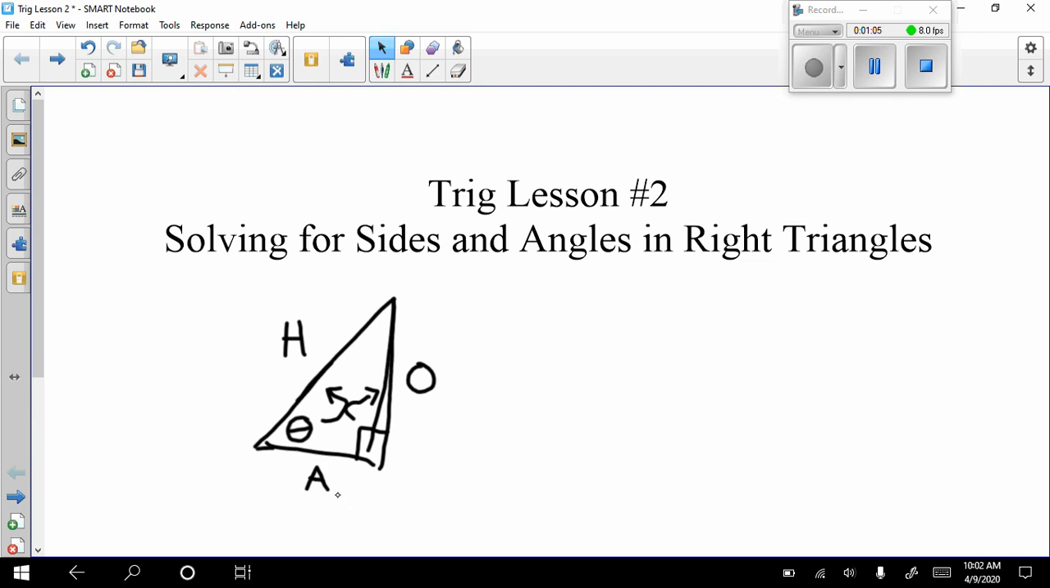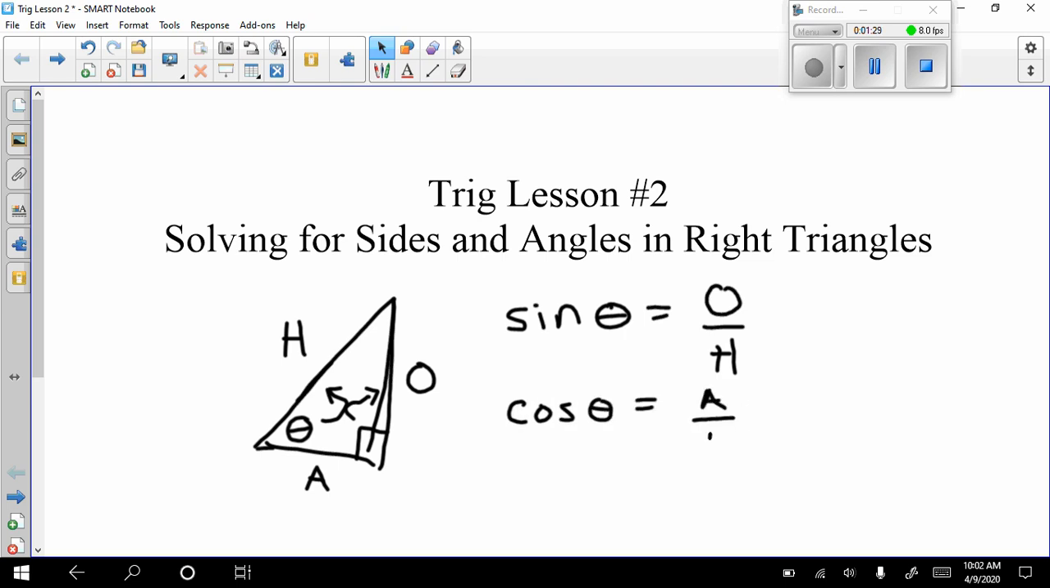And from those, the ratios are called sine, cos, and tan. So sine of theta is equal to the opposite side over the hypotenuse. The cos of the angle is equal to the adjacent side over the hypotenuse, and the tan of the angle is equal to the opposite side over the adjacent side. So those are what we call the primary trig ratios, or the primary trig fractions.